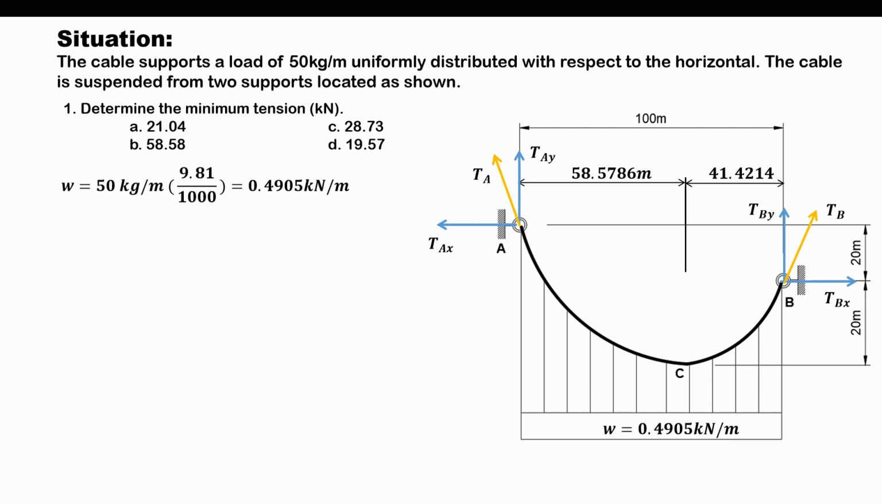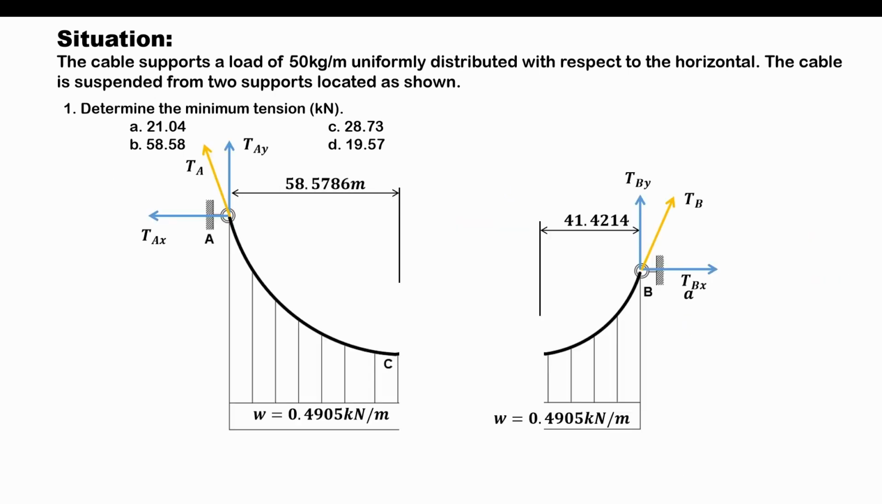So basically, in analyzing a parabolic cable, we are separating this cable into two segments, and these segments are derived when we cut the cable at the vertex. So let's pass a cutting plane AA passing the vertex. Let's draw the free-body diagram of the two segments formed by cutting the whole system at its vertex.